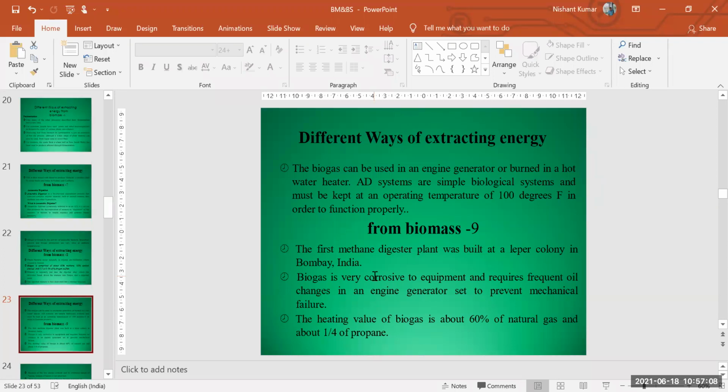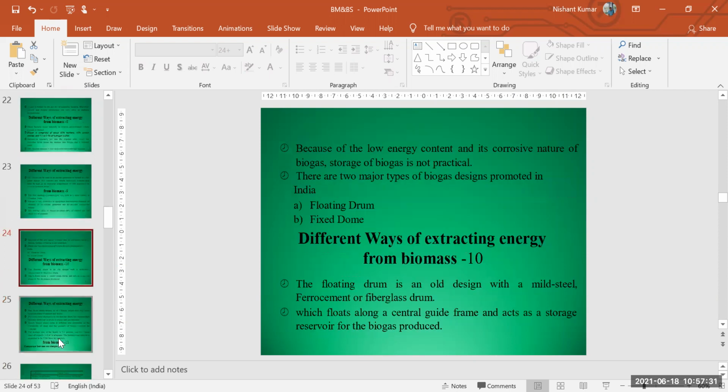The heating value of biogas is about 60% of natural gas and about 1 by 4 of propane. So this is a heating value, meaning if you want to replace the other present gases like natural gas or propane, it's a comparative value. Because of the low energy content, only 60%, and the corrosive nature of biogas, storage of biogas is not practical.